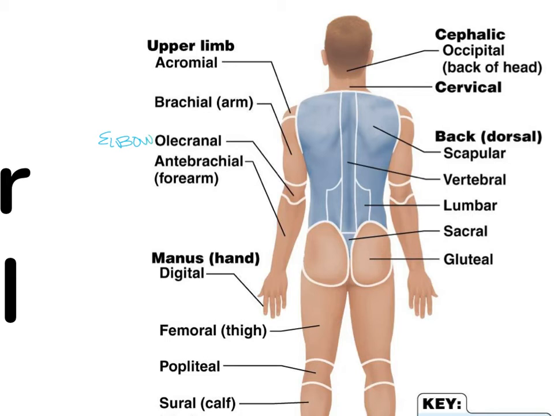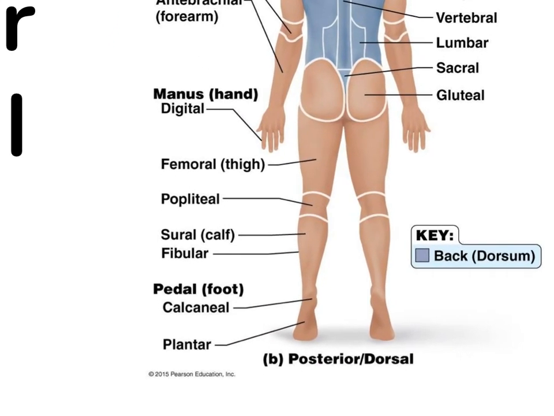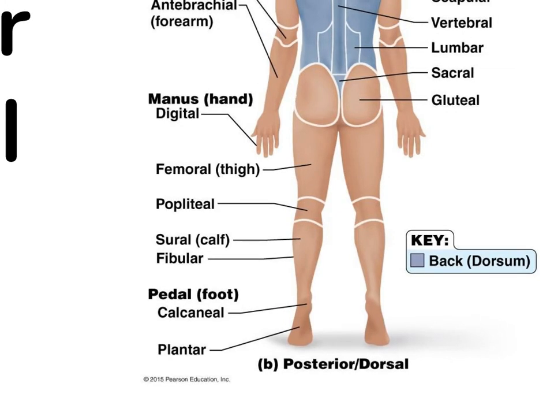Antebrachial, we already talked about, your forearm. Manus is your hand. Digital is your fingers. Now moving on to the lower leg. We have your femoral, which is your thigh. That doesn't change. Now we have another one of my favorites, popliteal. Popliteal is the back of your knee.